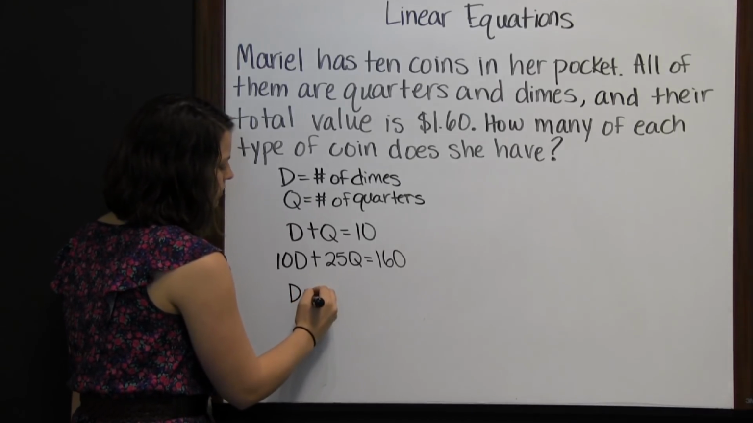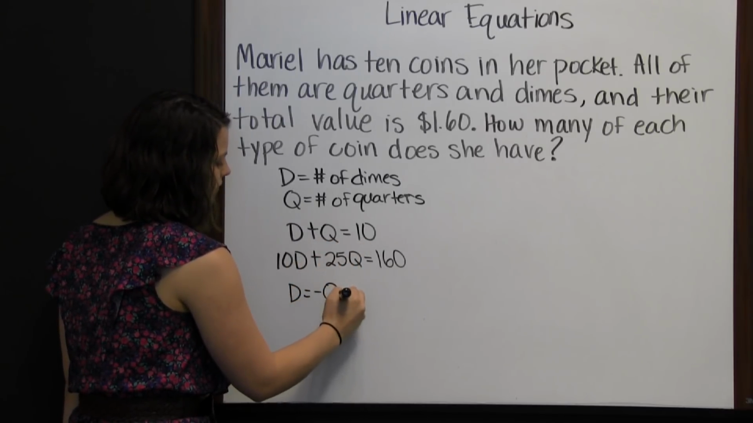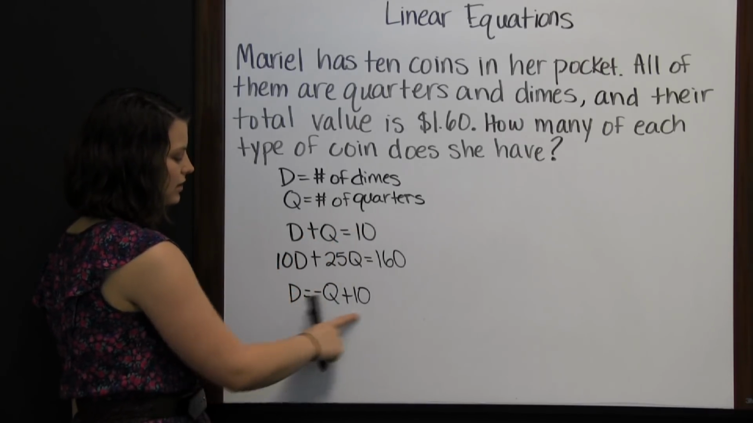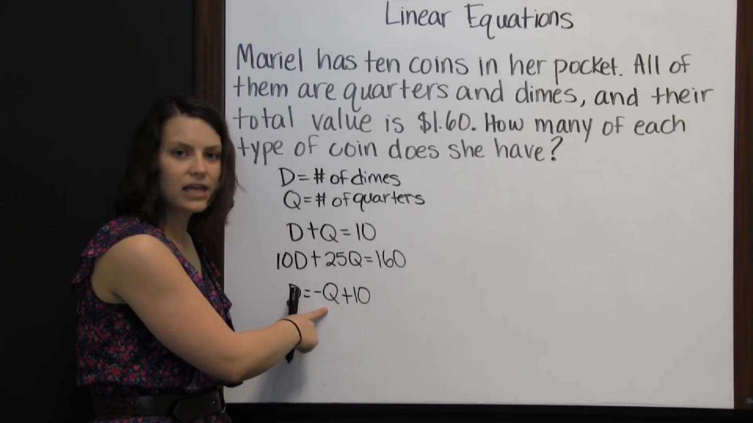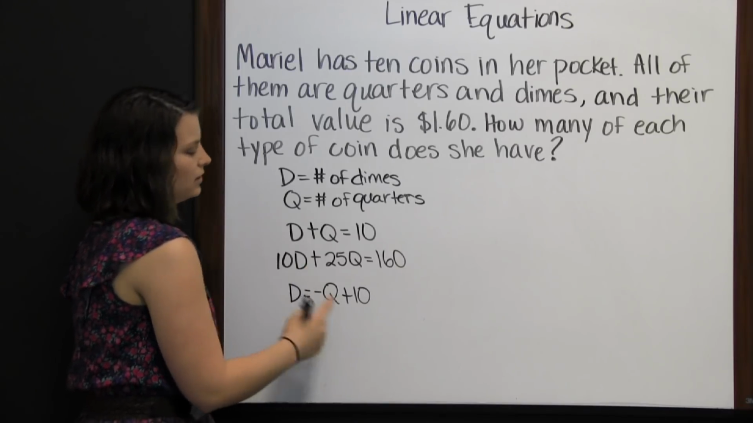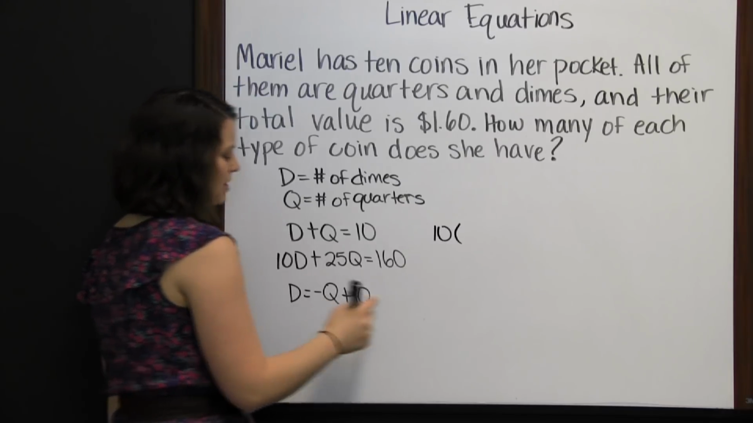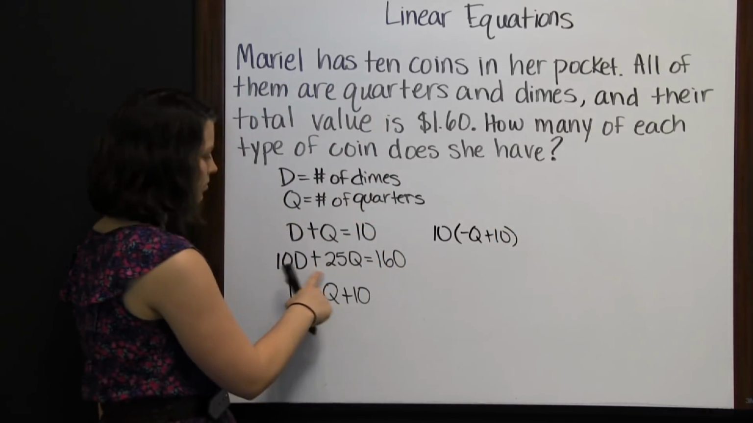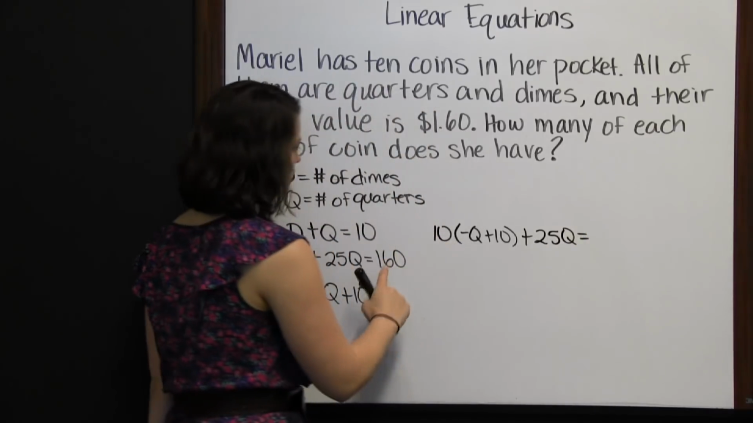So I'm going to solve for D in my first equation so I can substitute it in my second equation. So D is equal to, and I have to subtract Q from both sides, so negative Q plus 10. In my second equation, I'm going to use negative Q plus 10 to substitute for D. So we have 10 times the quantity, instead of D, negative Q plus 10, plus 25Q is equal to 160.